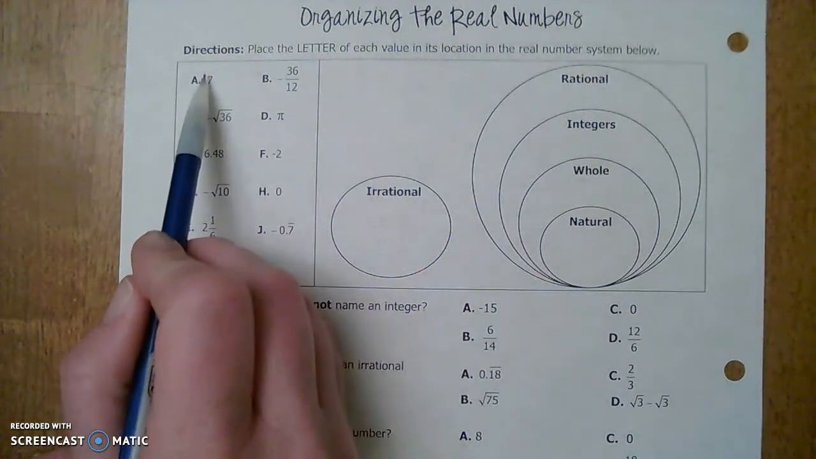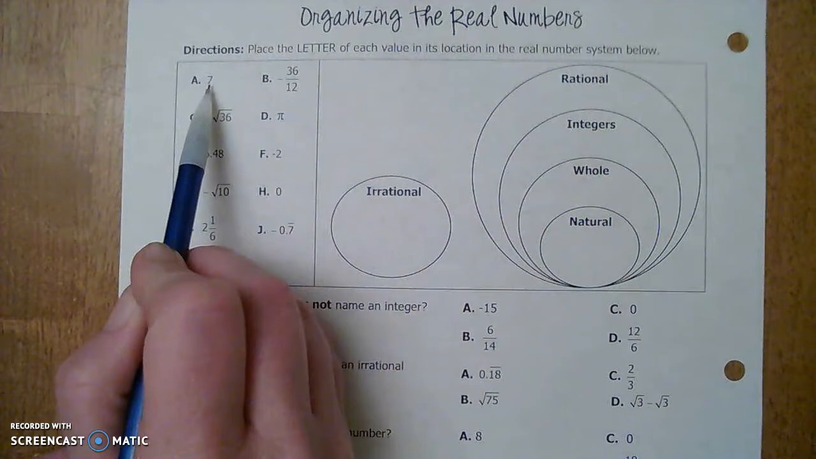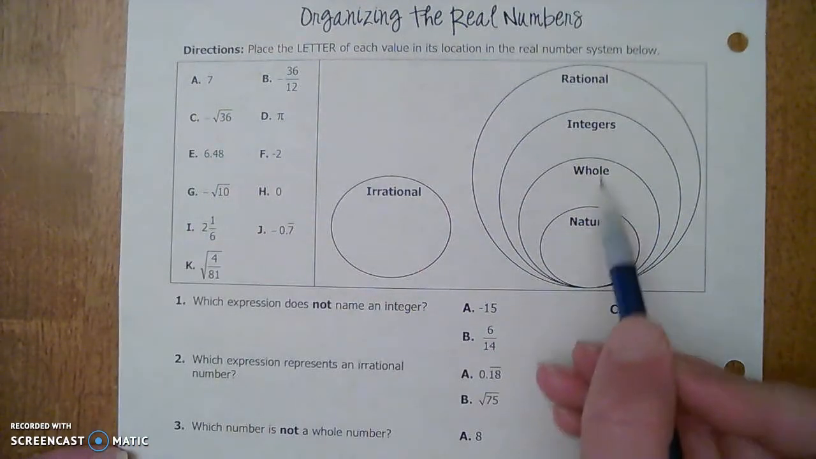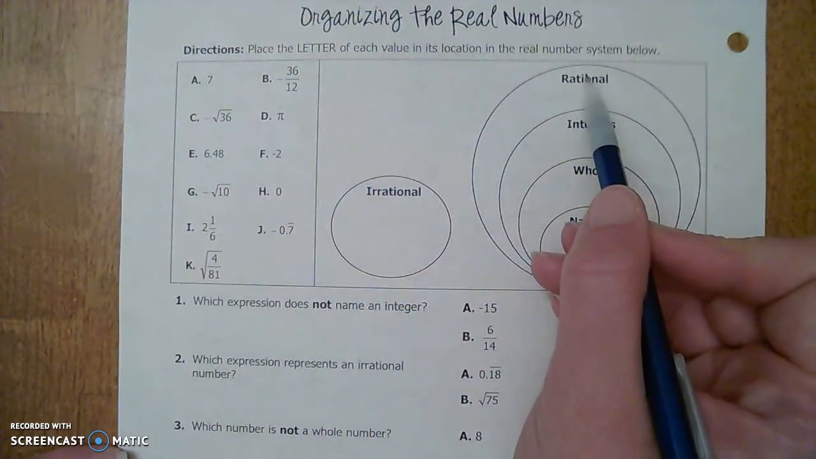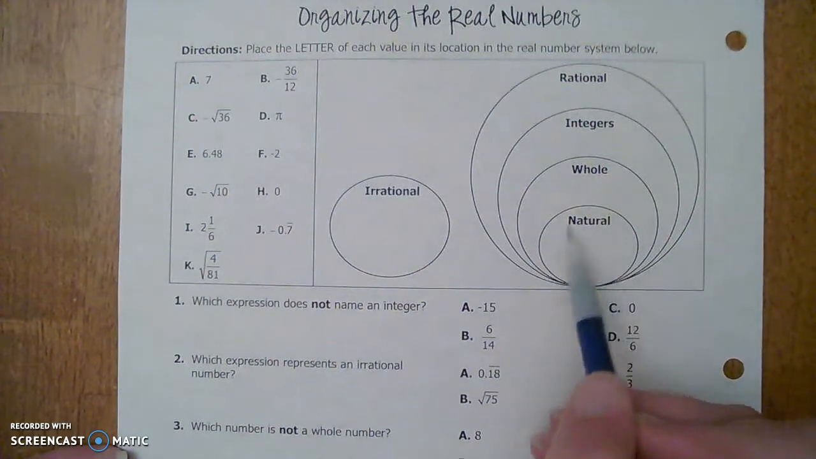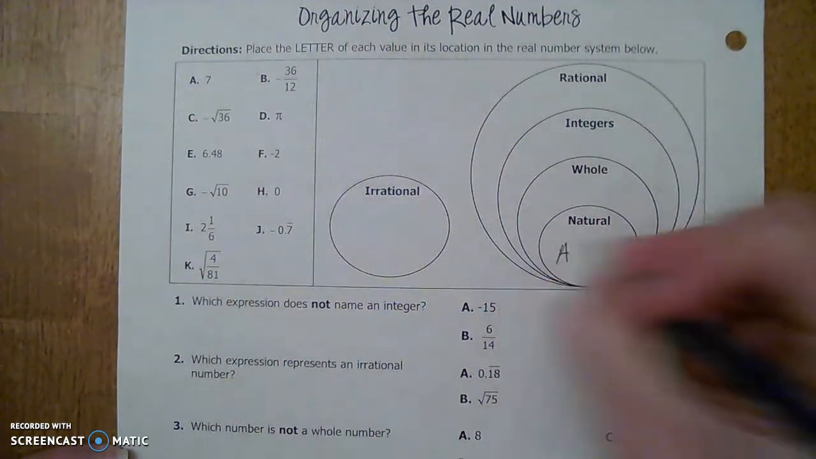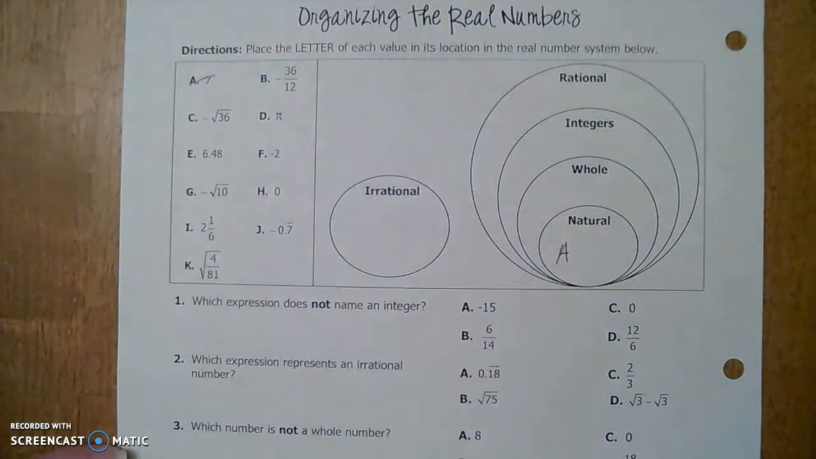So for instance, A is 7. 7 is a natural number, which also means it's a whole number, integer, and rational number. But since natural number is inside all of those other circles, we only have to put it down in natural numbers. So instead of listing them all, you're just putting it in the one that it is the furthest down.